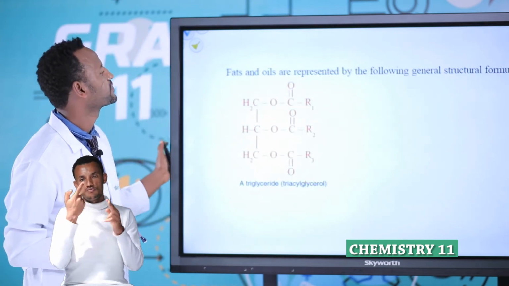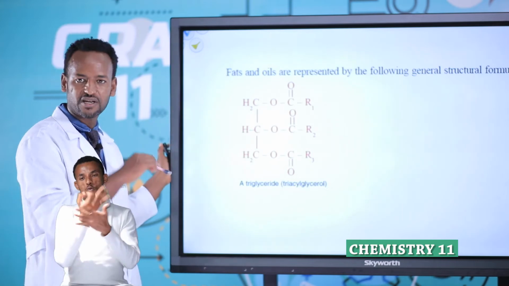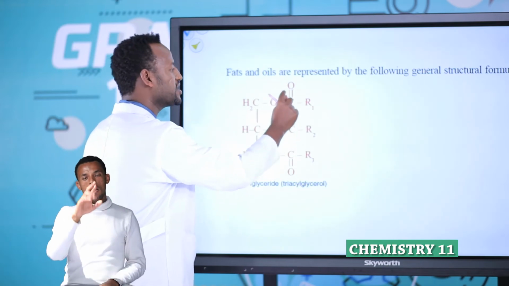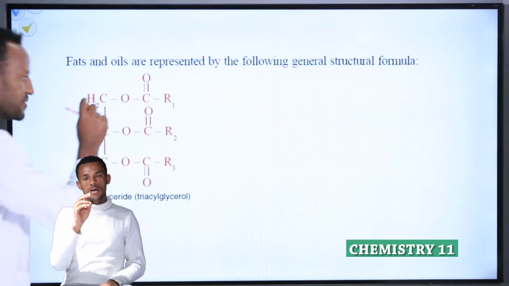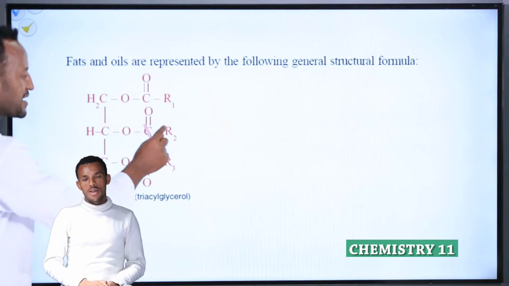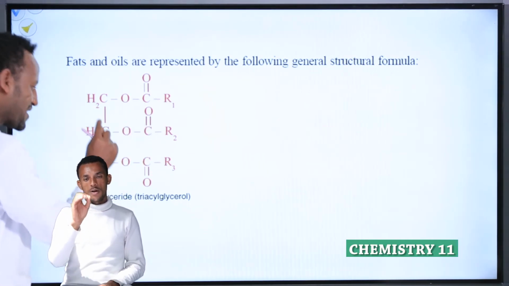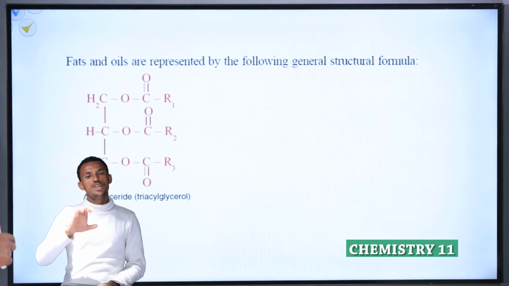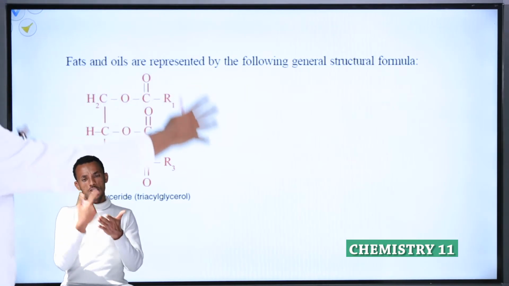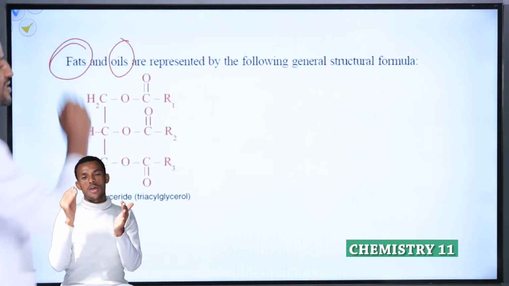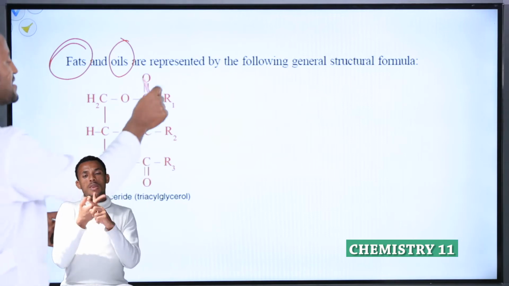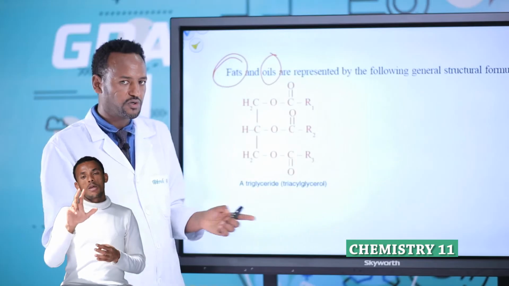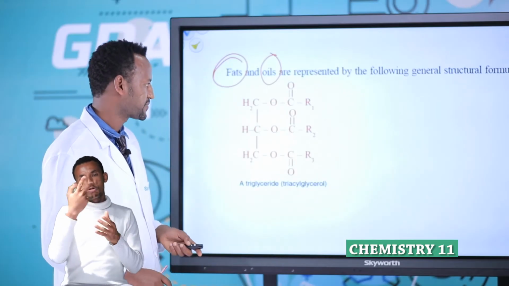Look at this one. This is the general structural formula of fats and oils. Look, RCOOR, ester. RCOOR, another ester. RCOOR, ester. How many esters? Three esters. Therefore, this is the general formula of fats and oils. The only difference is in the R portion, R1, R2, R3, which may form carbon-carbon double bonds or carbon-carbon single bonds.